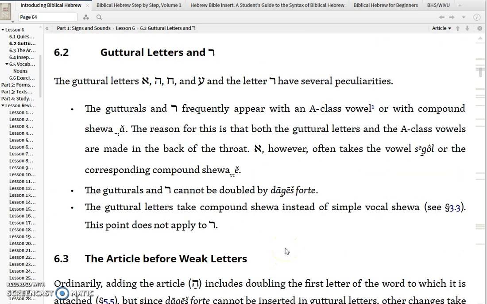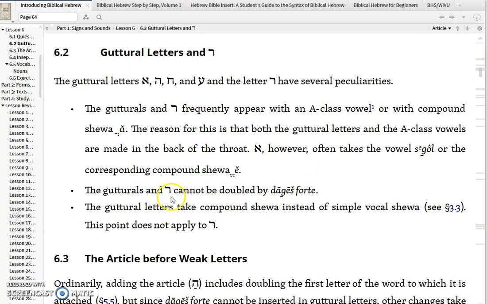A bit more about guttural letters and resh. The guttural letters, again, are aleph, hey, chet, and ayin. And the letter resh have several peculiarities. The gutturals and resh frequently appear with a vowels. Now that's less true of aleph. Aleph actually likes e vowels. Often takes the sagol or some corresponding hataf sagol. But the other ones prefer a vowels.